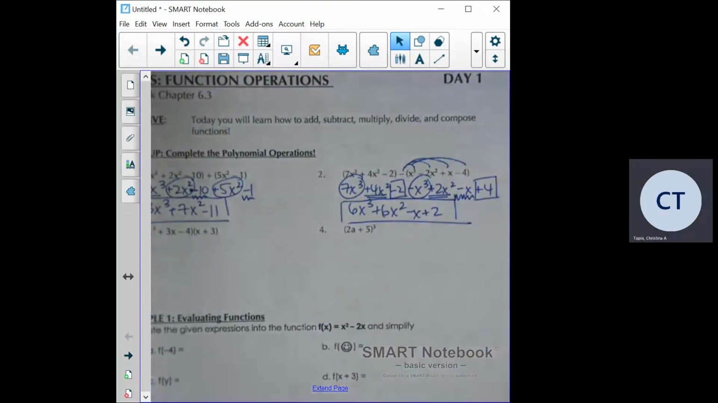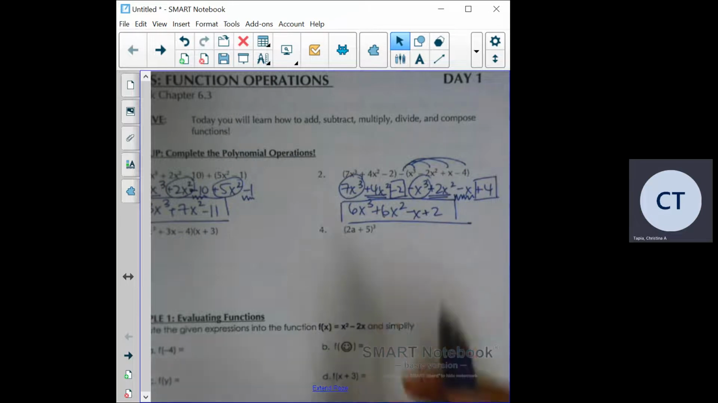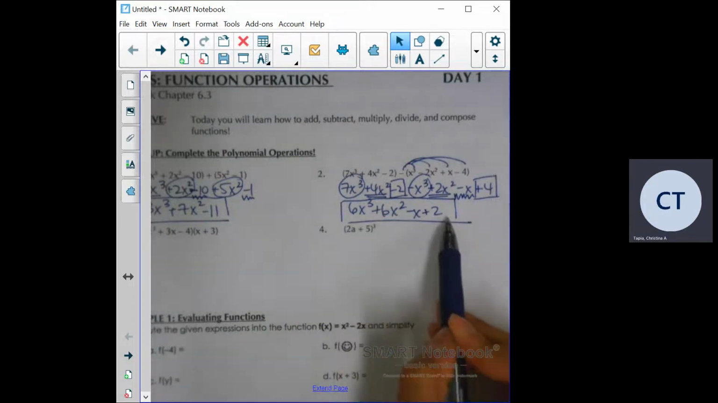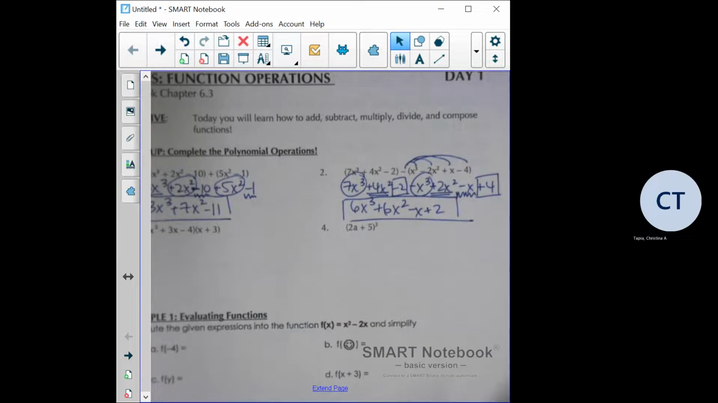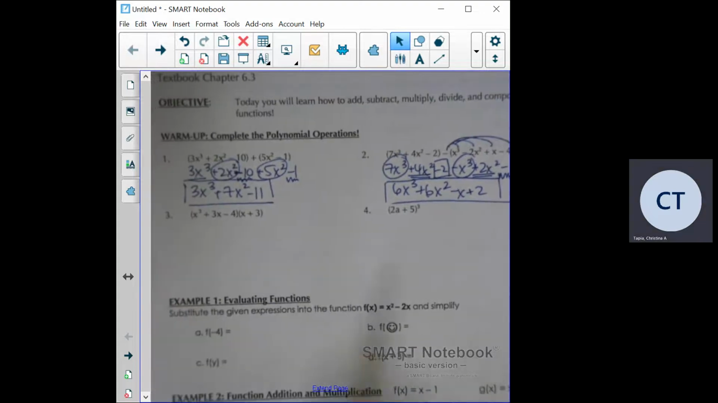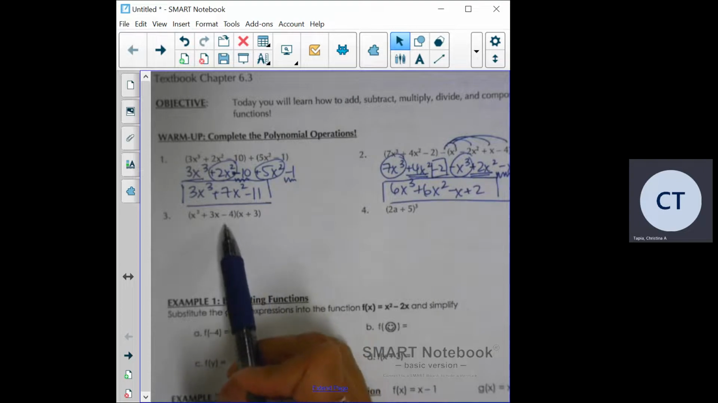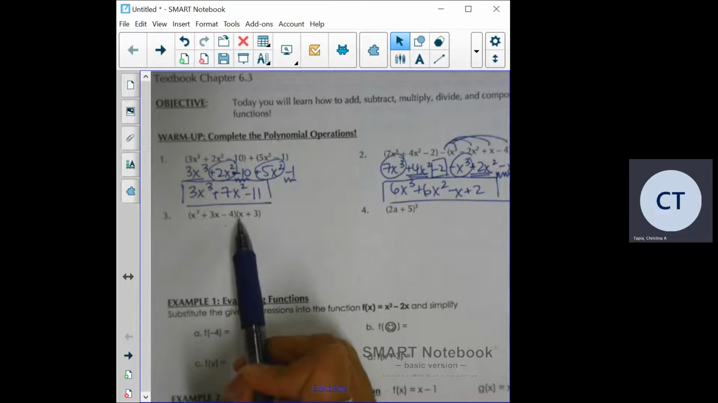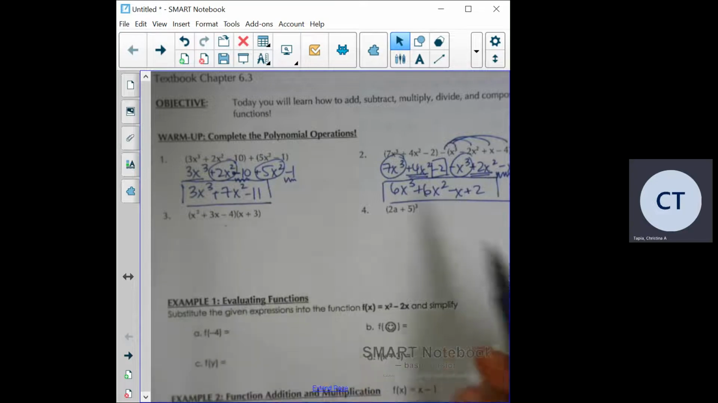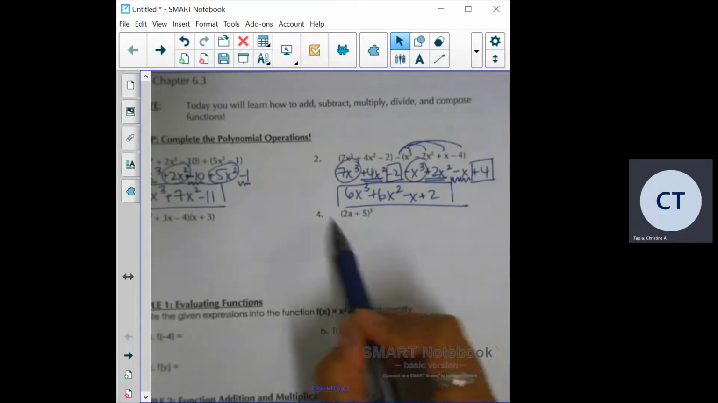On tests and quizzes, please write these in descending order. So you start with the highest exponent and you work your way down to your constant. For number 3, this one is asking you to multiply this out. So I'm not going to necessarily go through this completely with multiplying, but make sure you just distribute everything for the first one. So you're just FOILing this out. I will, however, solve number 4.